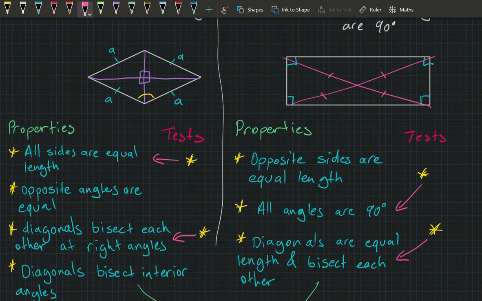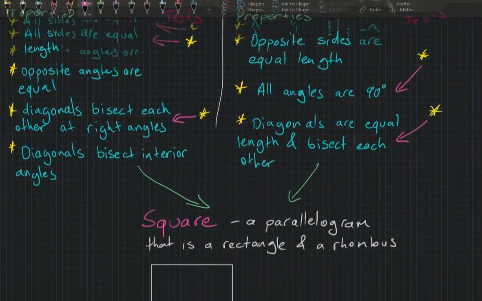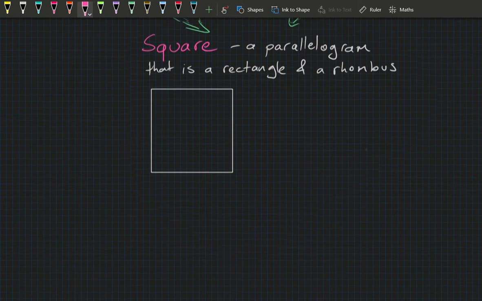And the tests to ensure that we have a rhombus are that all sides are of equal length and that the diagonals bisect each other at right angles. And for rectangles, the tests are that all angles are 90 degrees, or the diagonals are of equal length and bisect each other. And the final generation of our family tree is the square.